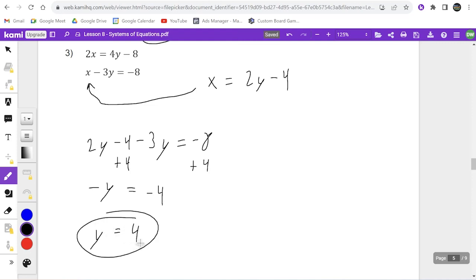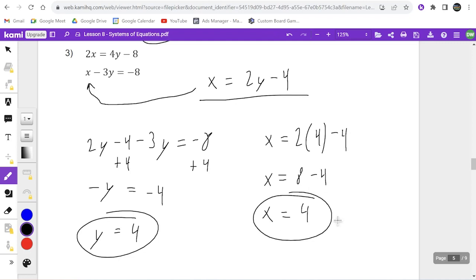And again, if I want to solve for x, I can either do 2x equals 4y minus 8, or I can also just use this equation, x equals 2y minus 4. So in other words, x equals 2 times 4 minus 4. That's perfectly fine. And then x equals 8 minus 4. Looks like x equals positive 4 as well. I'll admit that one was harder.